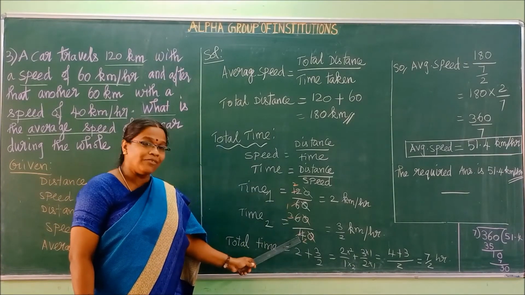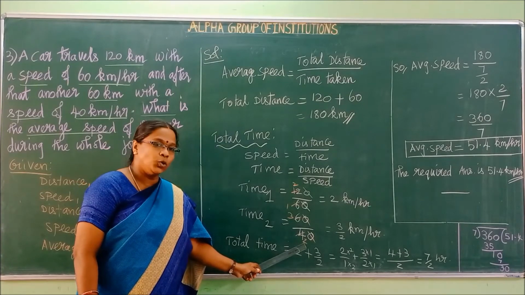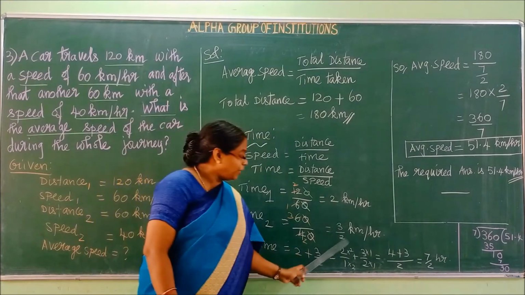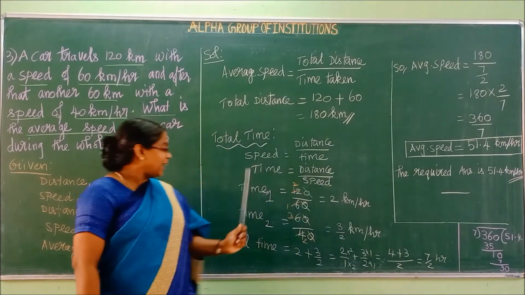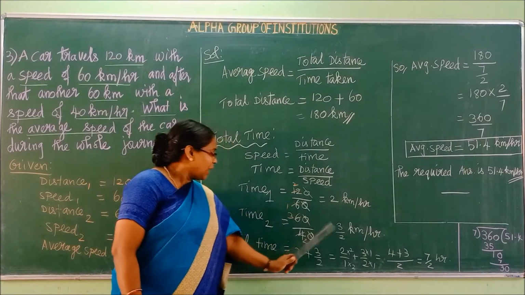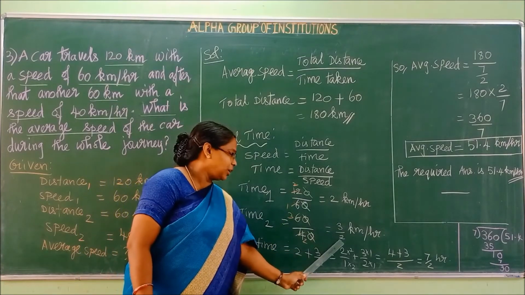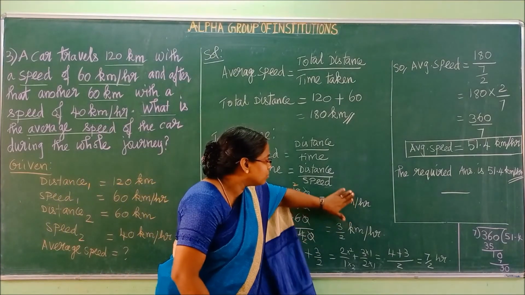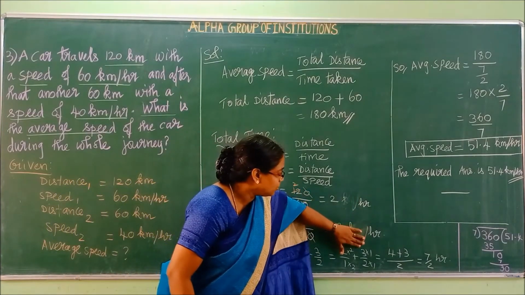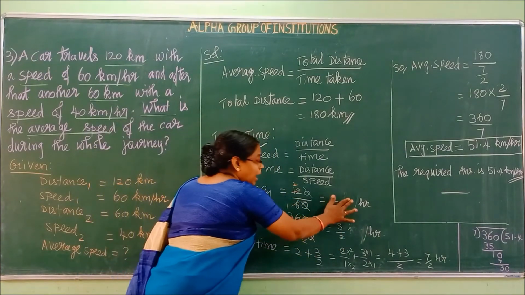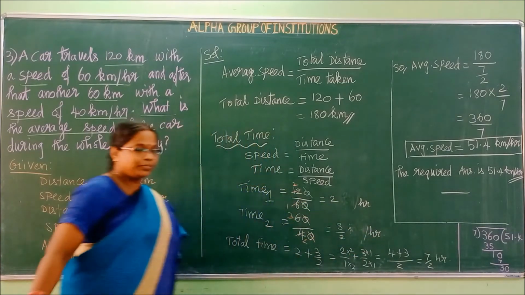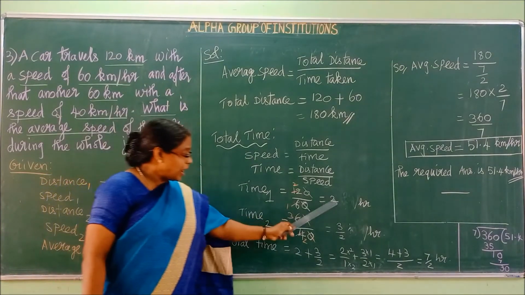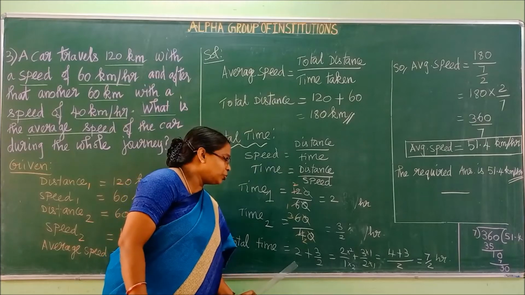Here 6 by 4 we have. 4 will go as 2. 2 twos are 4, and 2 threes are 6. So you will get 3 by 2. So time 1 you got 2, and time 2 you got 3 by 2 hour. So kilometer will not come, children, so kindly excuse that. Here it is 2 hour and 3 by 2 hour. Right? Now the total time you need to find out. Total time: here 2 hour and 3 by 2 hour, that you have to add.